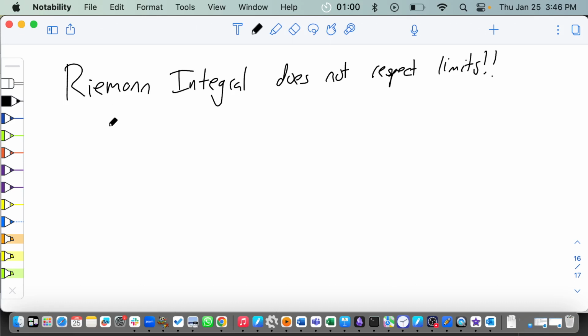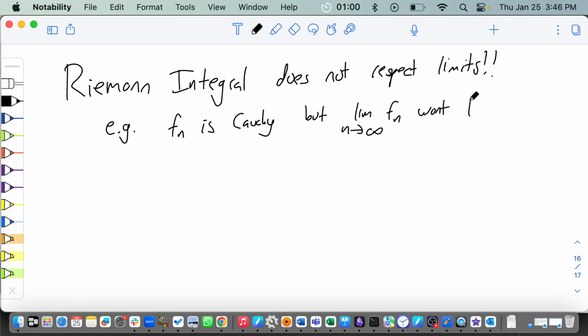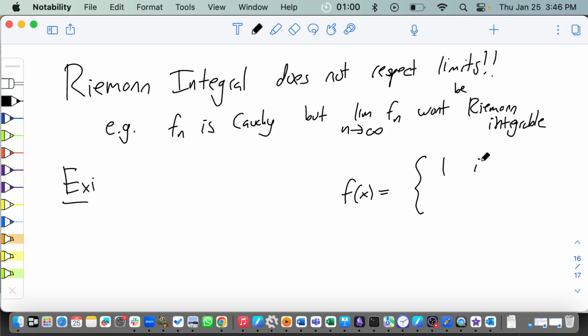So e.g., Fn is Cauchy in some norm, but the limit as n goes to infinity of Fn won't even be Riemann integrable. And there's one very classical example of this. Here is the big example, which is the function f of x, which is 1 if x is in Q, rational, and 0 if x is irrational. Okay, so some people call this the salt and pepper function, which I love that name.